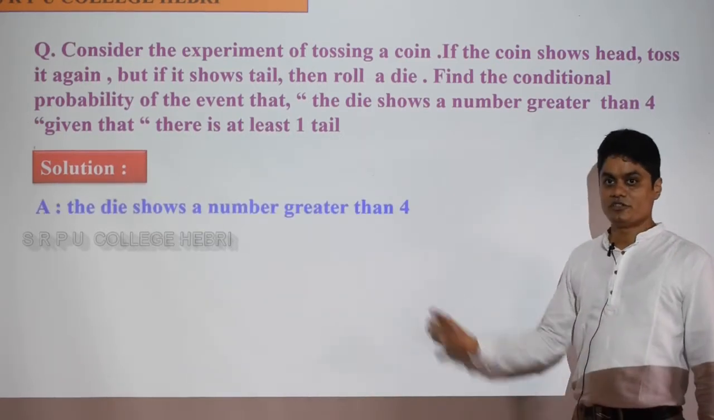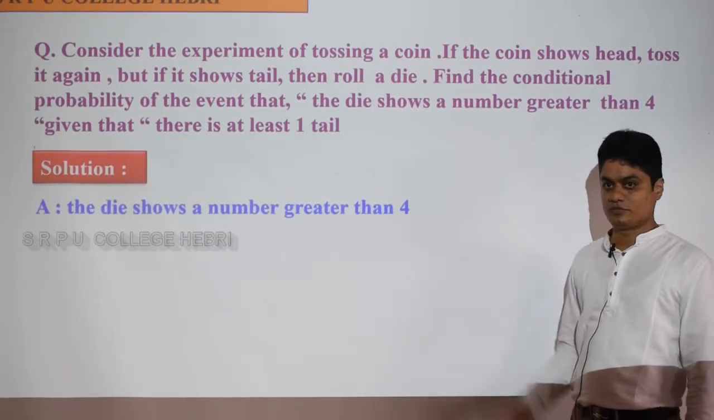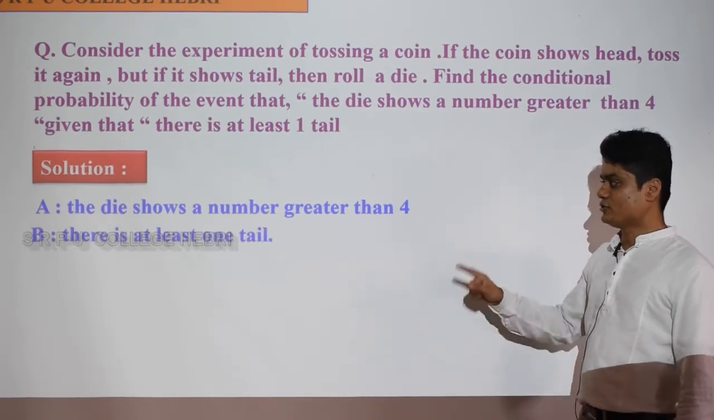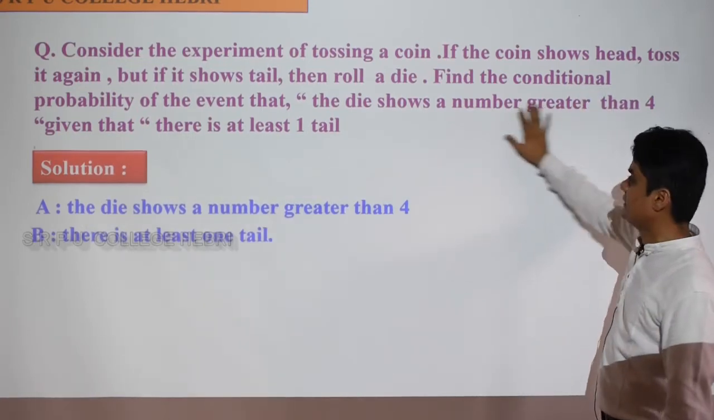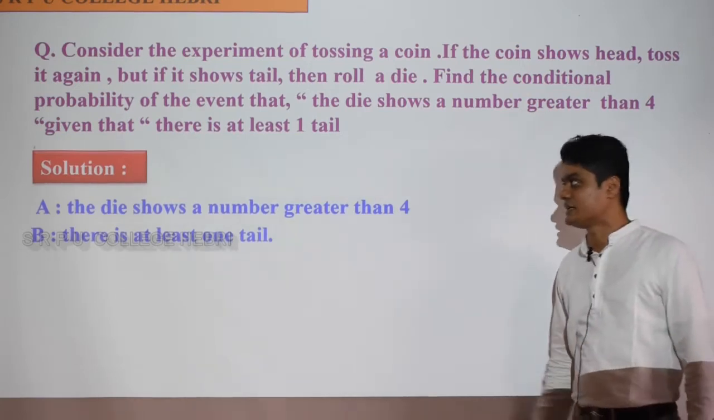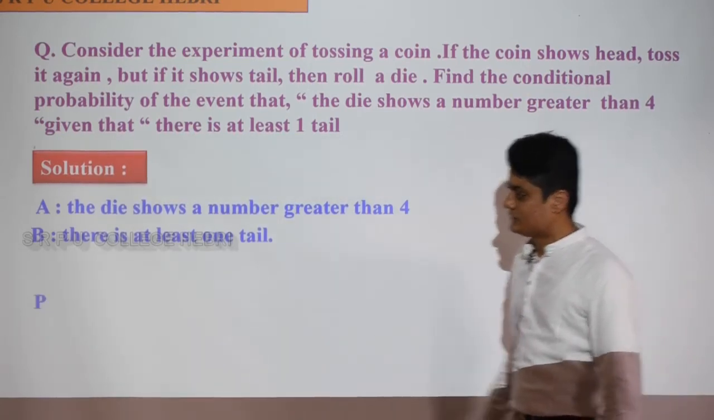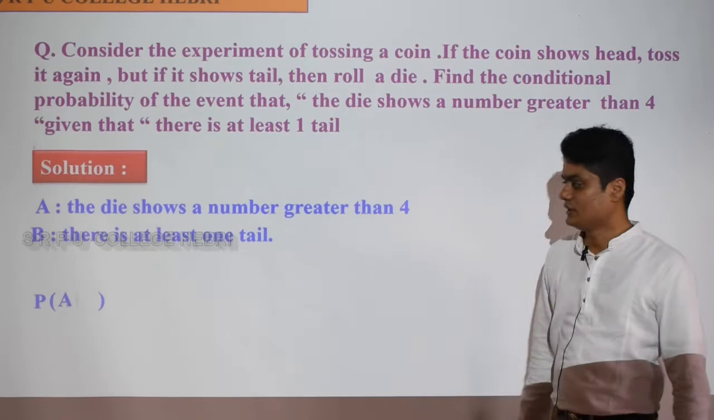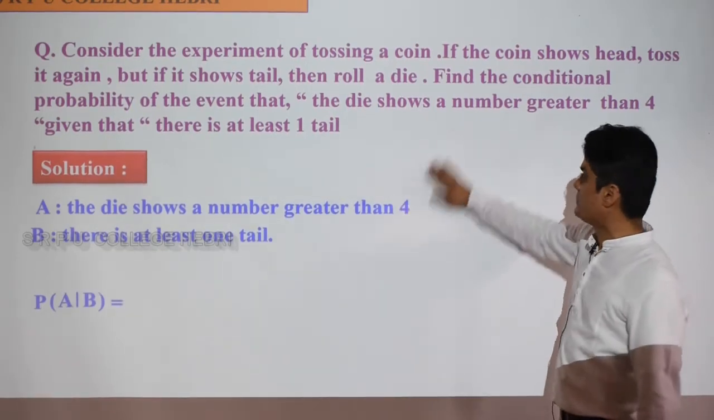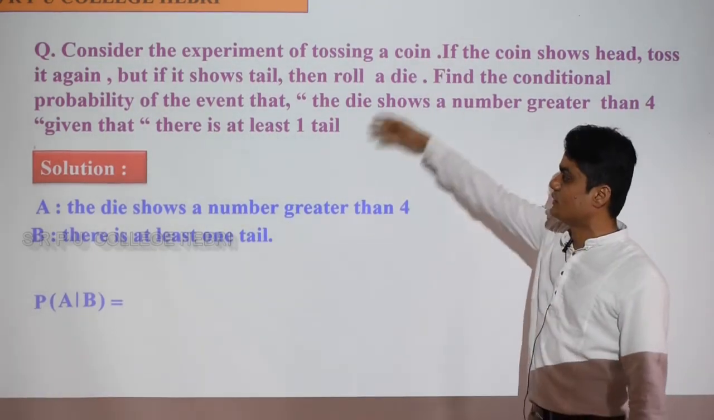Okay, so I'll just solve this problem. Observe carefully. A: the die shows a number greater than 4. B: there is at least one tail. So we need the probability of A given B, the die shows a number greater than 4 and at least one tail.